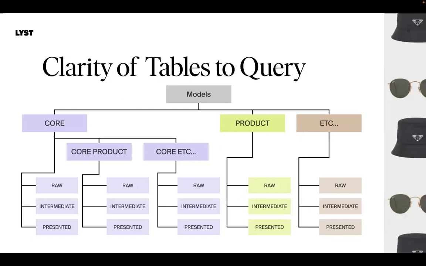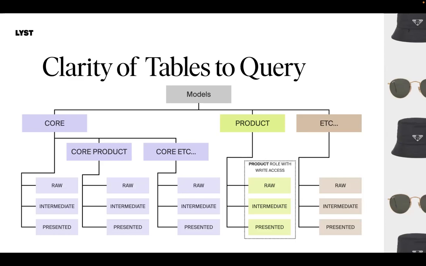So now that stakeholders could easily see what tables are owned by core and that we could make sure that business critical logic was owned by the analytics function, the next challenge to solve was to make it clear what table should be queried versus what was intermediate logic. So within each folder, we created subfolders: raw for raw logic, intermediate for our intermediate logic, and then presented for our final transformation.